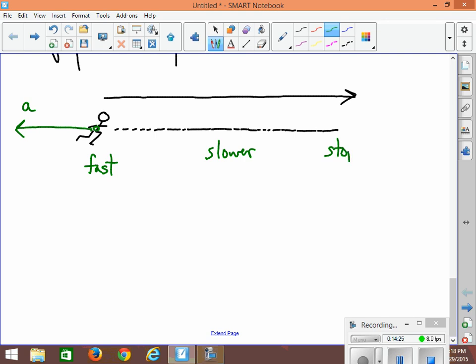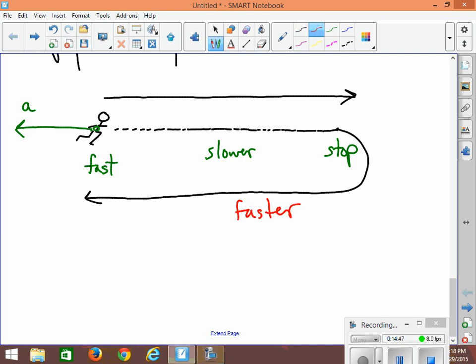But that would not be the end, because if I kept pulling in the same direction with that string, you would spin around and I would actually start dragging you backwards. And if I pulled and pulled and pulled, you would be going backwards, and you'd be going faster and faster and faster, as I pulled you back. And I never once changed the direction of my pull, my acceleration.